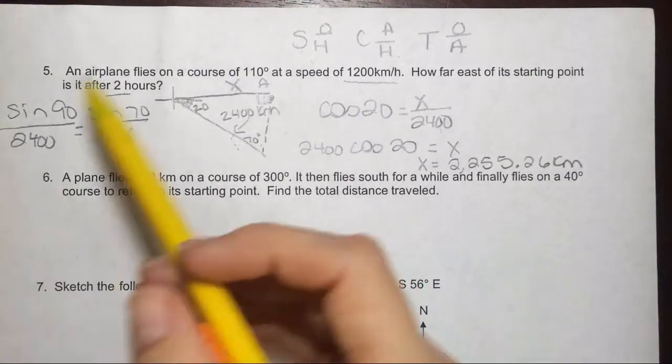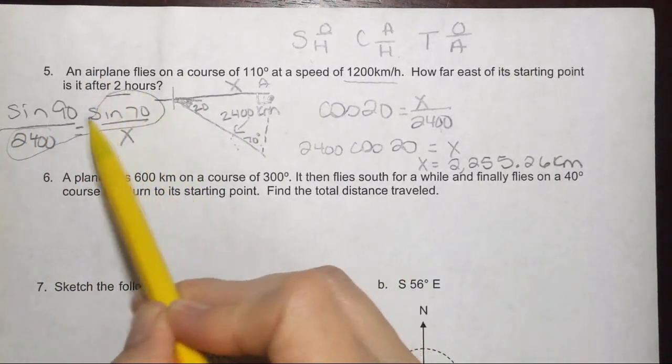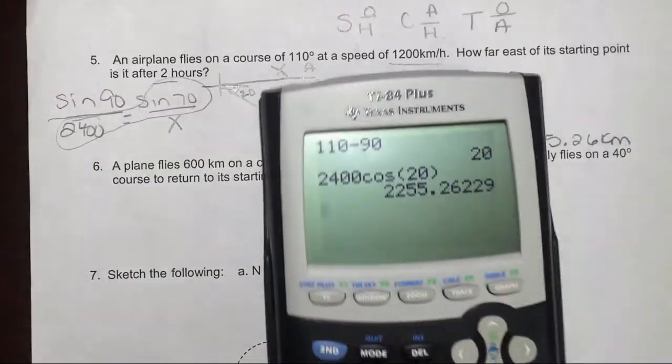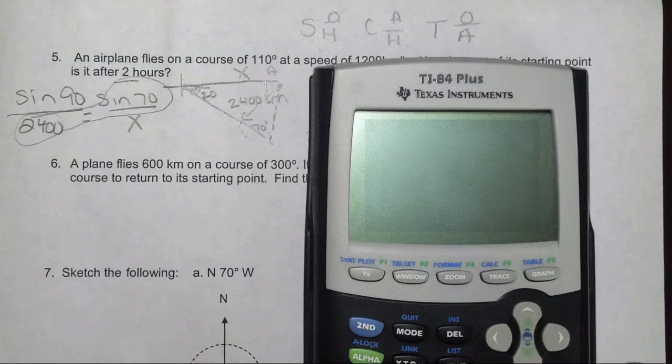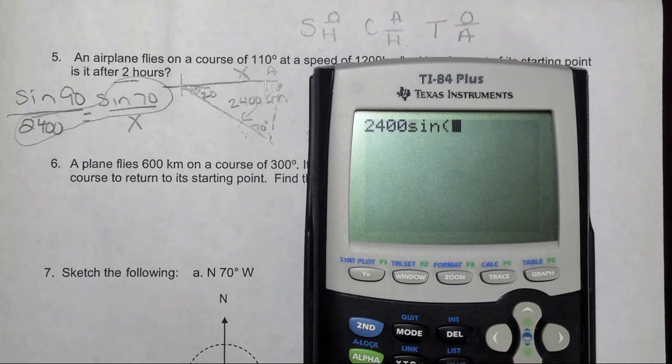Remember, I'm going to circle the numbers that are diagonal. So I'm going to circle these two numbers. I'm going to multiply those. So I'm going to have 2,400 times sine of 70. Enter.